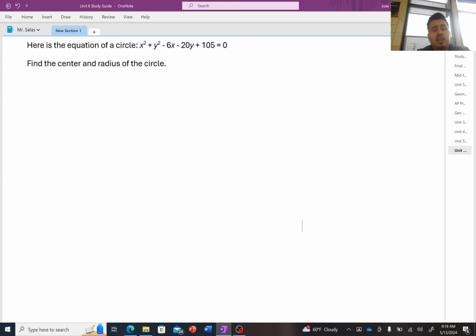It says, here is an equation of a circle: x squared plus y squared minus 6x minus 20y plus 105 is equal to 0. Find the center and the radius.